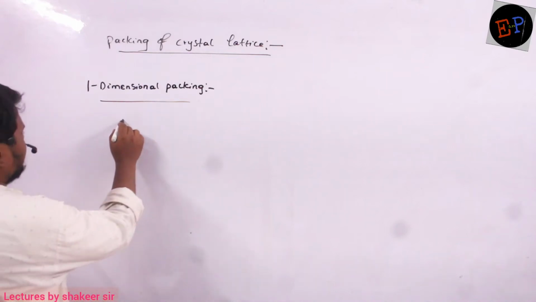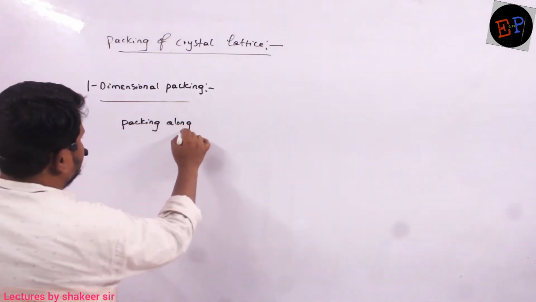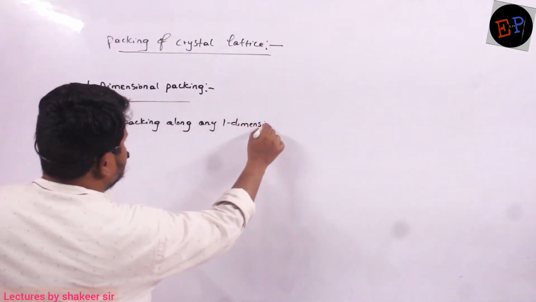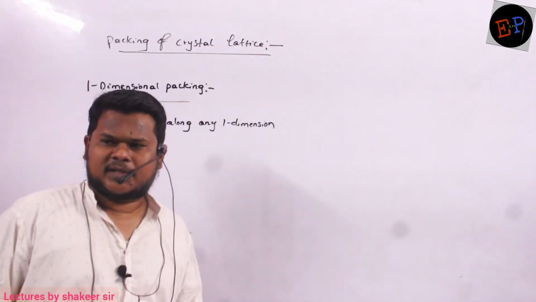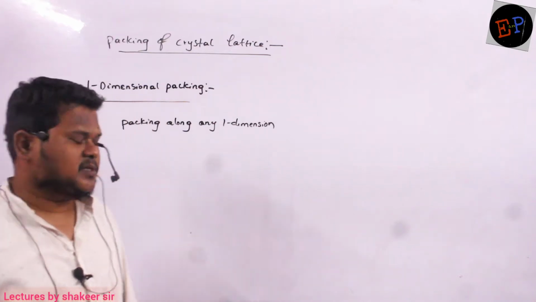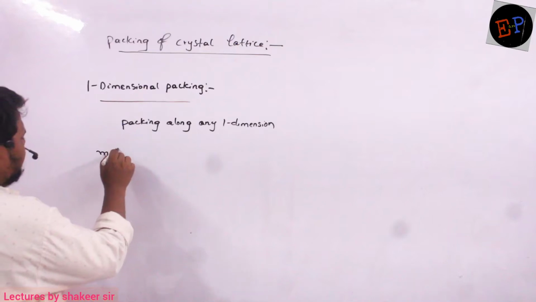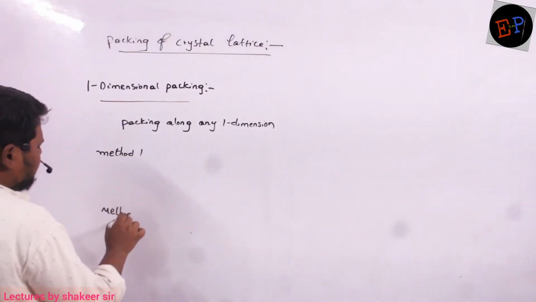Packing along any one dimension, that is either lengthwise or breadthwise or depthwise. So if I pack the atoms along only one dimension, it is called one-dimensional packing. And here two methods are possible. Let us see method number 1 and method number 2.